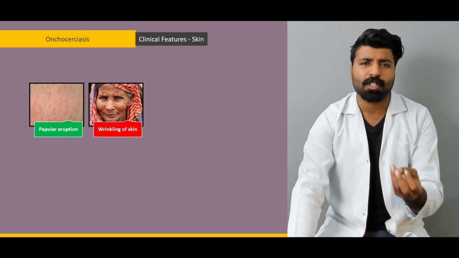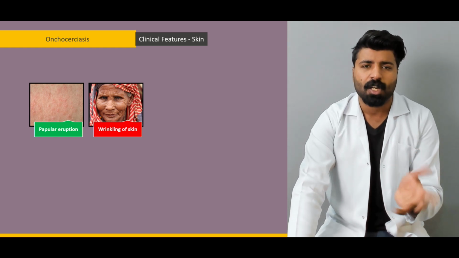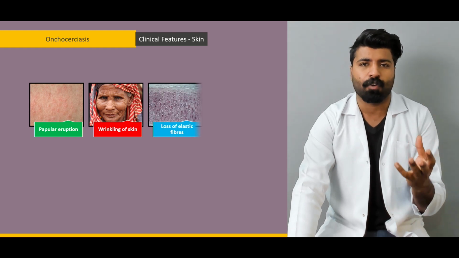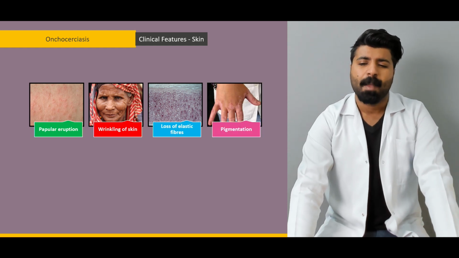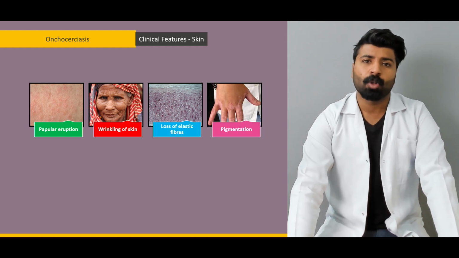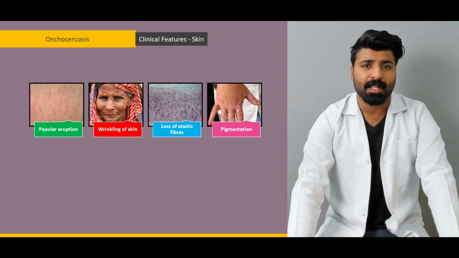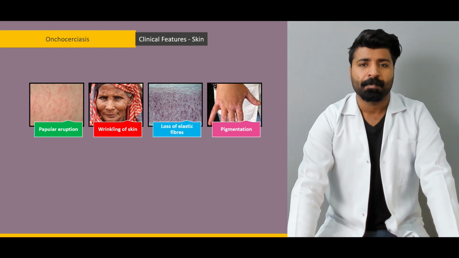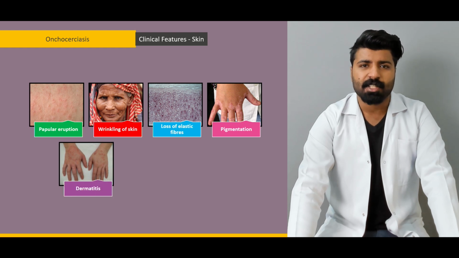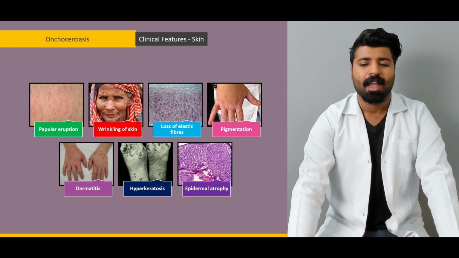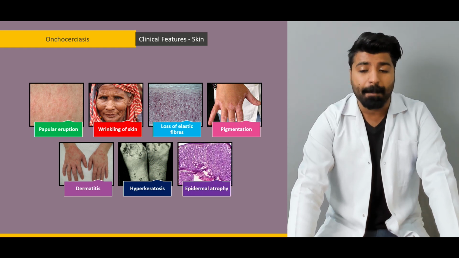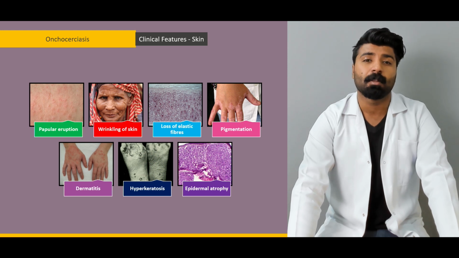It's taking most of your sources, it's taking most of your energy. Your skin is going to go into wrinkled form. Next on, you'll have loss of elastic fibers in the skin. Next on, you'll have pigmentation in those areas. In those areas which are being penetrated by these larvae, you will have pigmentation, which will lead to what? Dermatitis, in which it will be inflamed. Next on, you'll have hyperkeratosis. And last of all, you'll have epidermal atrophy. Epidermal layer will be atrophied. Now, these are the clinical manifestations regarding skin.